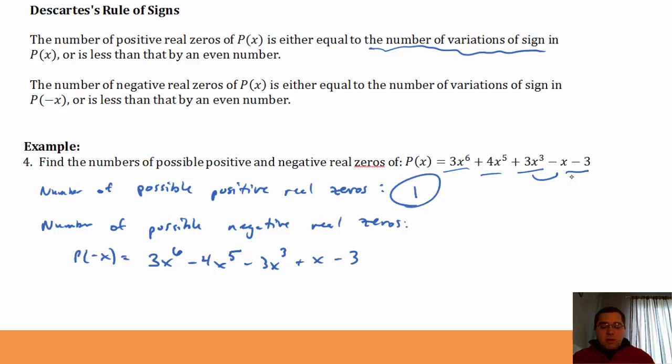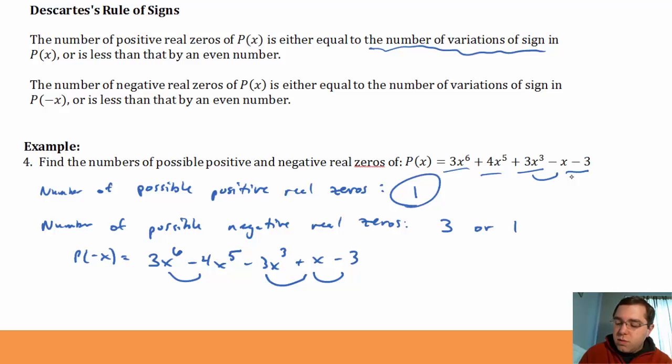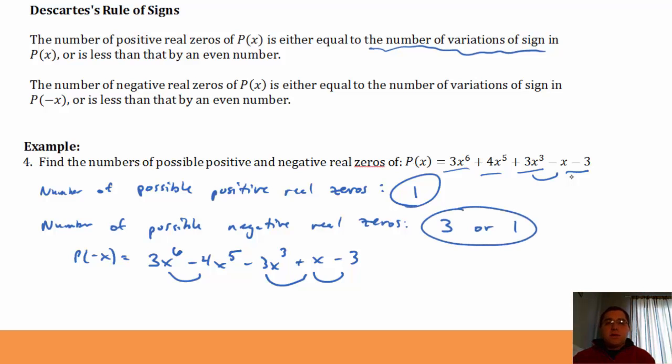And then minus 3. Now I count the number of times this changes sign. Well, it started out as a positive 3 and then became a negative 4, so that changes once. Then it was a negative 3, so that's still negative. And then it changed from negative 3 to a positive 1, so that changed a second time. And then it changed from positive 1 to a negative 3, so that changed 3 times. So it either has 3 negative real zeros, or I can go down by multiples of 2 to get 1 negative real zero. And if I go down by another multiple of 2, I'm at a negative number, so that doesn't make sense. So it has 3 or 1 negative real numbers that are zeros of the polynomial.